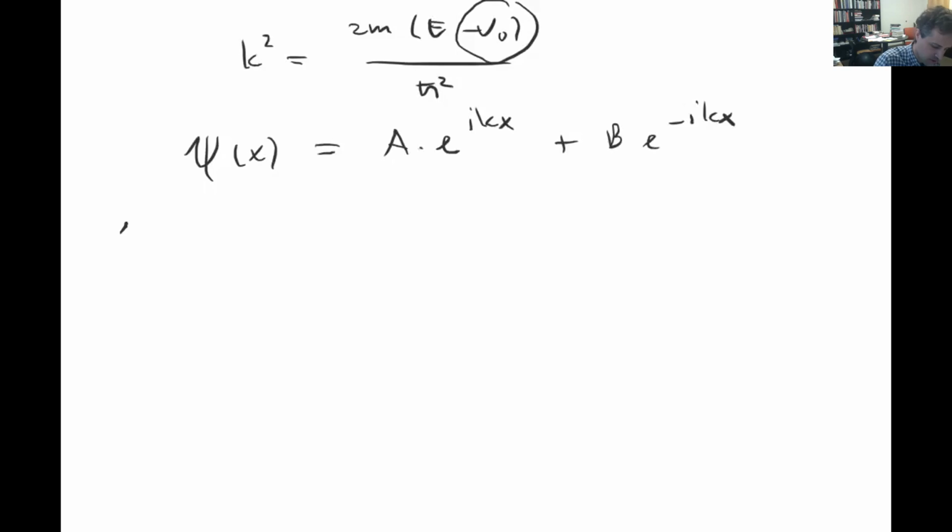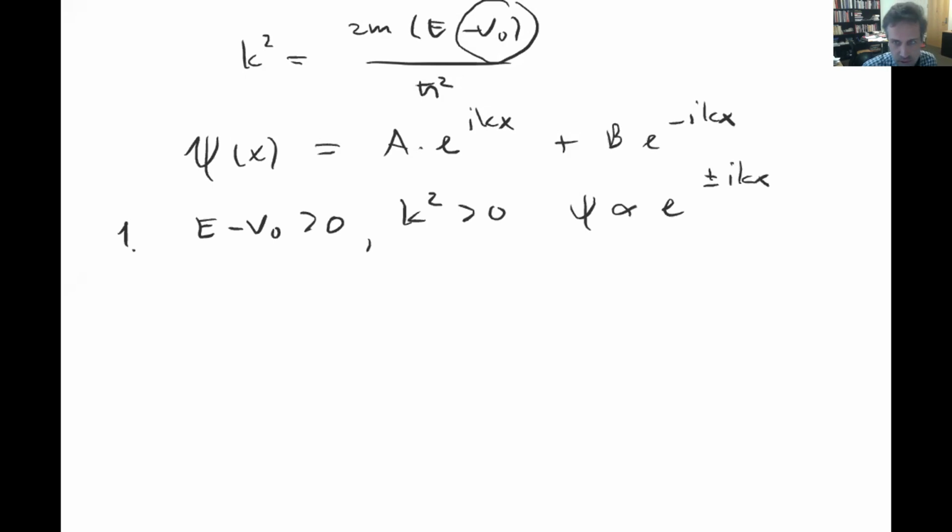I'm going to now look at 3 scenarios. Scenario 1 is where this E minus V0 is larger than 0. In that case, k squared is larger than 0. And that means that my solutions still very much look like the solutions that I had before. The scenario hasn't really changed. The only thing that has changed is the value of k could be a little different, but the general form is still the same as before.